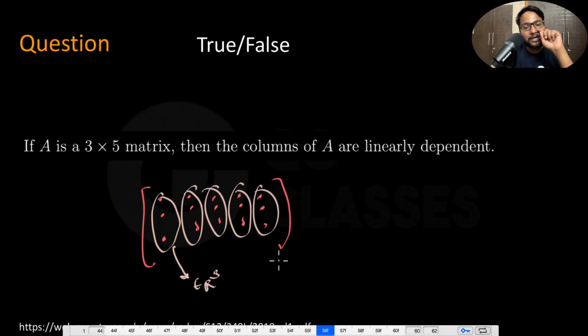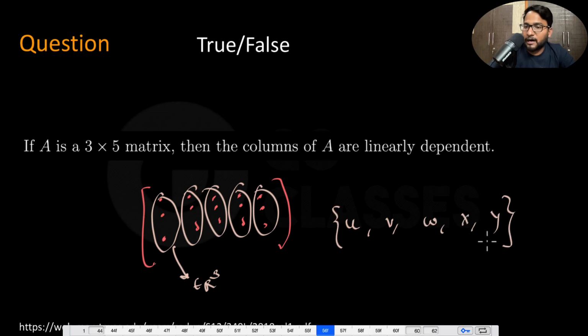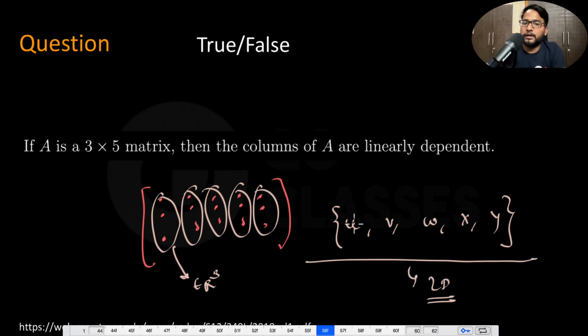If these are the 5 vectors in R3, then definitely these are linearly dependent, right? Have you understood this? See, the columns are in R3 first of all, and these are the 5 columns. Since there are 5 columns, they are saying that you have 5 vectors, u, v, w, x, y, something like this, and every vector is in R3. Since every vector is in R3, more than 3 vectors will be linearly dependent. So that's why these are linearly dependent, and the answer is true, right?